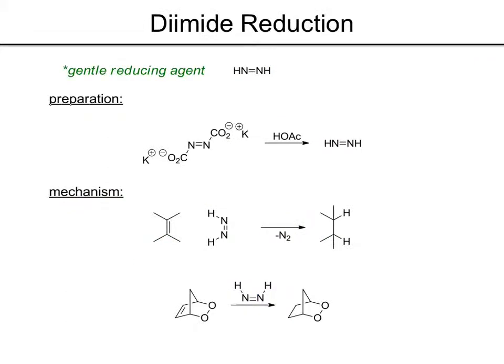And finally, let's look at a diimide reduction. This is diimide, and it's a very gentle reducing agent. It's prepared from azodicarboxylates, and treating with acetic acid generates diimide.